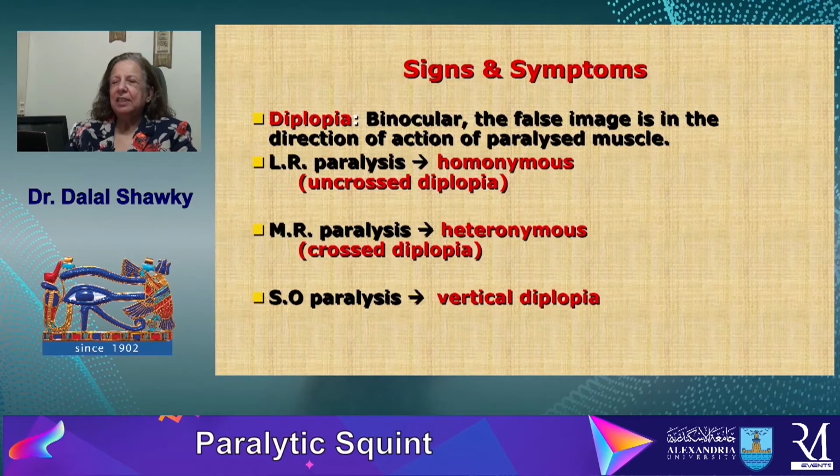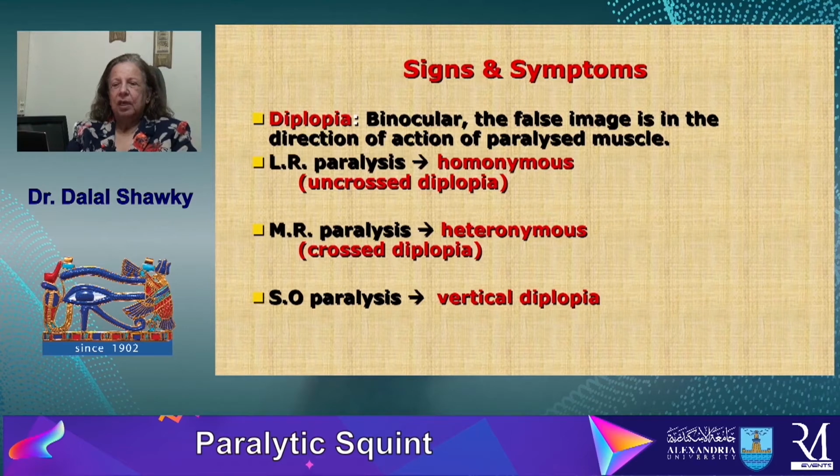Also, among the signs and symptoms, there is diplopia. The diplopia means double vision, one image from the right eye and another image from the left eye. This is contrary to another type of diplopia, which is uniocular diplopia, which is not our subject here. The binocular diplopia is the one occurring in paralytic squint. There is one true image and one false image. The false image is always in the direction of action of the paralyzed muscle.